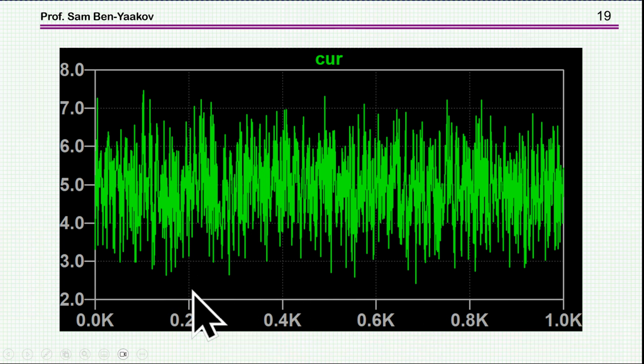This is the current of the power supply, and we can see the worst case. Again, 5 is the expected value, and it goes to a maximum of 7.3, so plus or minus 2 amp, and 2 amp from 20 amp is about 10%.